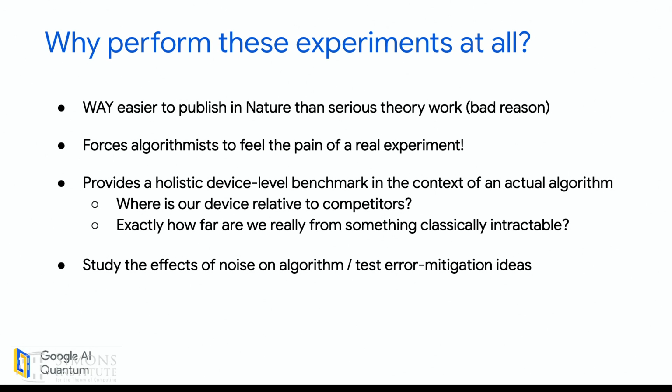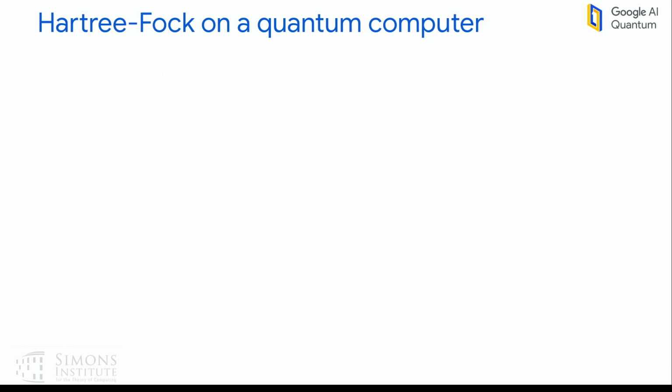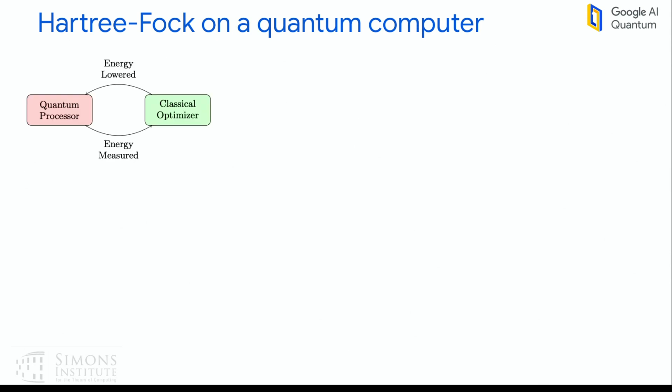All right, so what experiment did we actually perform? It's maybe not the experiment that a lot of people were expecting the first chemistry experiment on this device to be, but it's one I'll spend a while explaining the justification for. It is a variational algorithm, as I'm sure no one is too surprised by that.